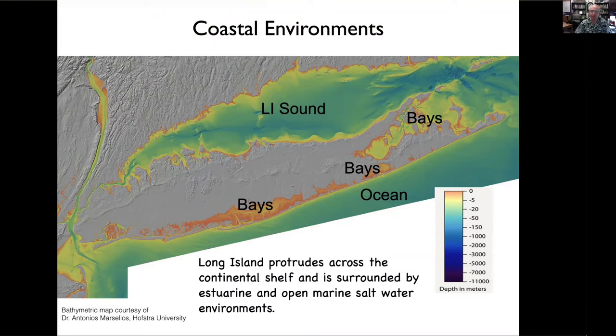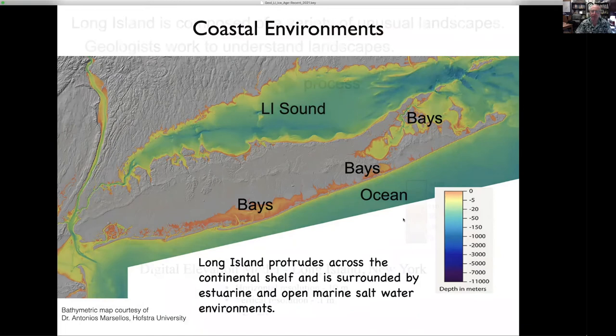Those of us who live here kind of take it for granted, but Long Island has a tremendous variety of coastal environments, for example, because of the way it sort of sticks out sitting on the continental shelf. It's surrounded by estuaries like Long Island Sound and the southern bays, the eastern bays, a couple small bays on the northern side as well. We have open ocean environments along the barrier island shorelines.